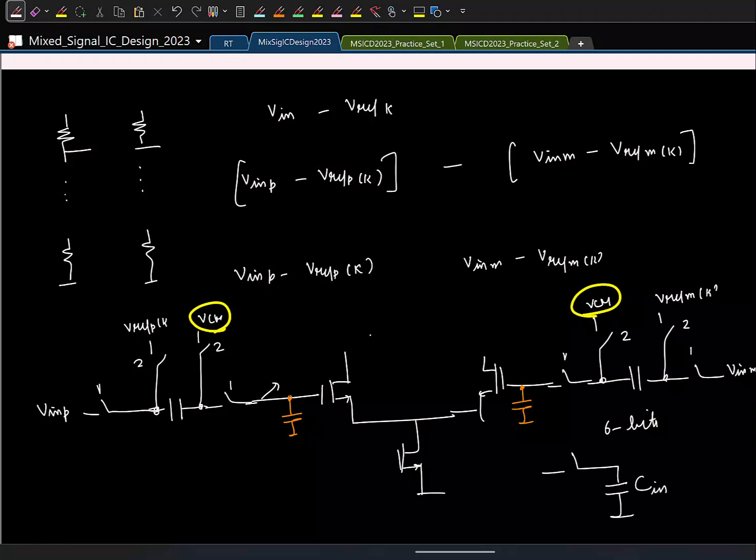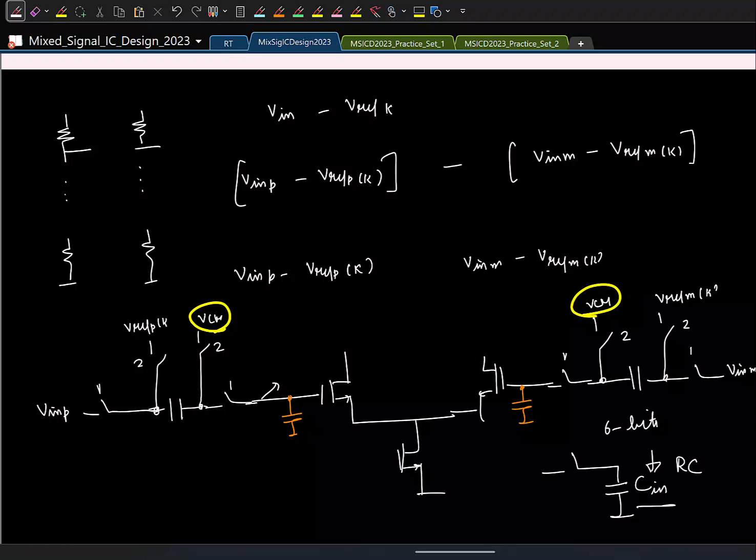what does the value of the sampling capacitor determine? If I have a sampling capacitor like this, what does its value determine? Or if I increase the capacitor, what changes? Time constant depends on RC, right? Is there something that was just dependent on C? The noise was dependent on KT by C, right? So the noise is what will dictate what capacitor you should use.